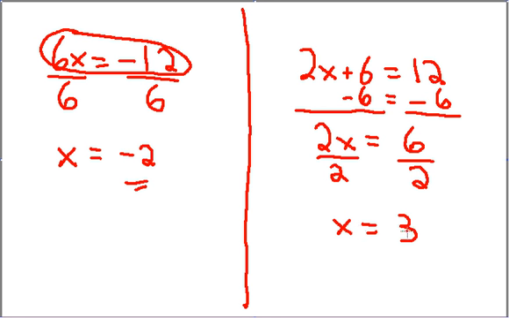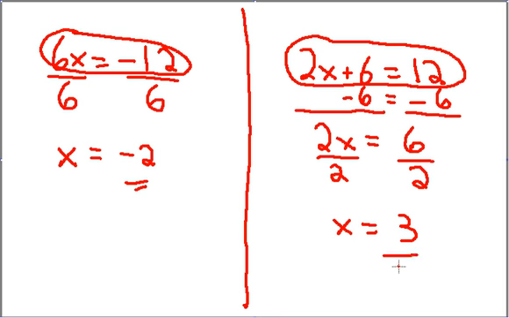X is 3. How do we check ourselves? Well, we put the 3 back into our original equation. Our original equation is 2x plus 6 equals 12. X is 3. Stick it back in here. What's 2 times 3? 2 times 3 is 6. 6 plus 6 is 12. Does 12 equal 12? Yes, it does. Therefore, 3 is the solution to this problem.